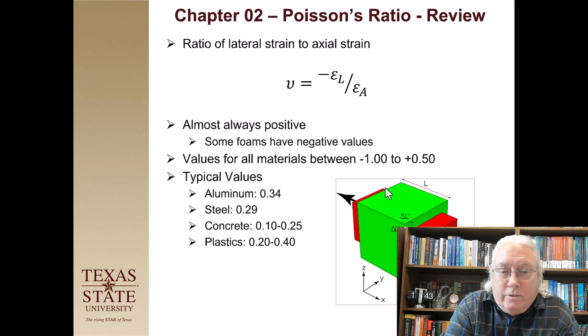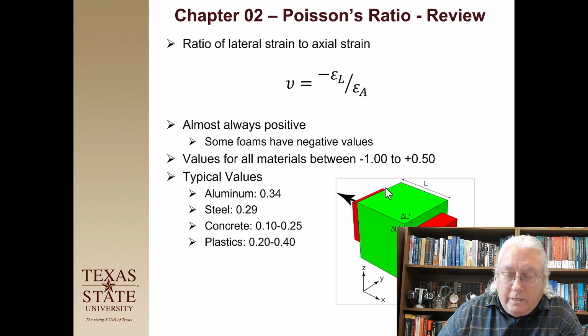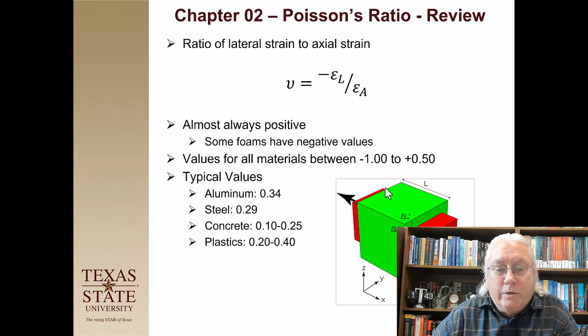The values are going to be, mathematically, they can't be less than -1 or more than positive 0.5. Some typical values, about a third for aluminum and steel, concrete a little lower, plastics have a little bit larger range. But this is a material property you just look up in a handbook somewhere and use for calculations when needed. So that defines another material property we need to know about, which is Poisson's ratio.